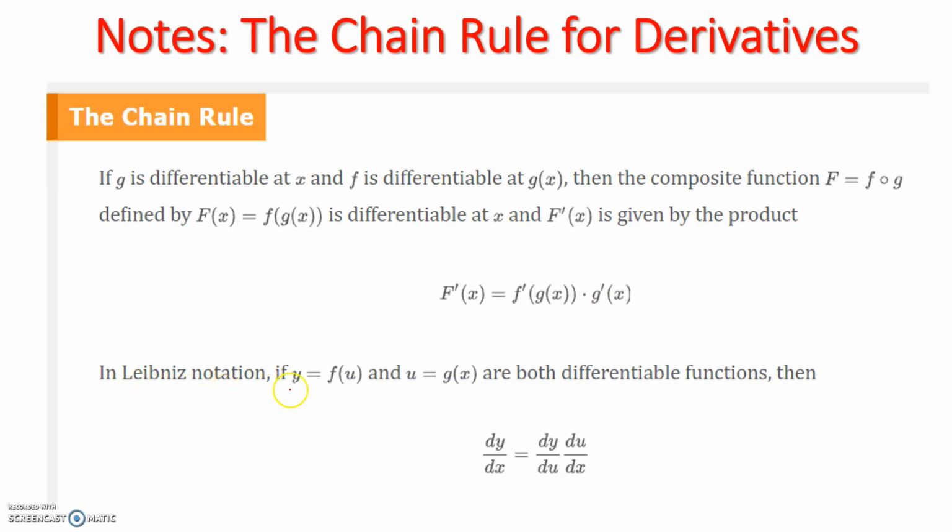In Leibniz notation, it's written as dy/dx equals dy/du times du/dx, where u is g of x. Basically what this rule says is if I have a composite function, so a function inside a function, I take its derivative by taking the derivative of the outside function times the derivative of the inside function. Now, one thing you want to notice is that when you take the derivative of the outside function, you still have inside that derivative the original inside function.